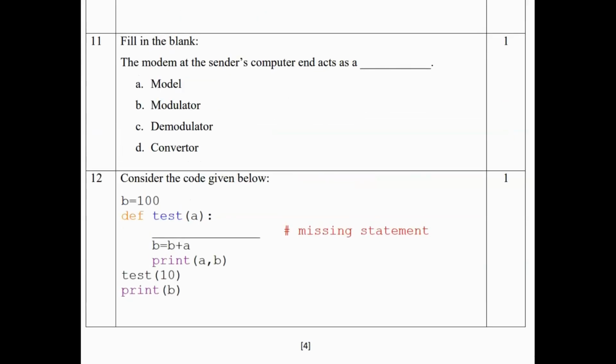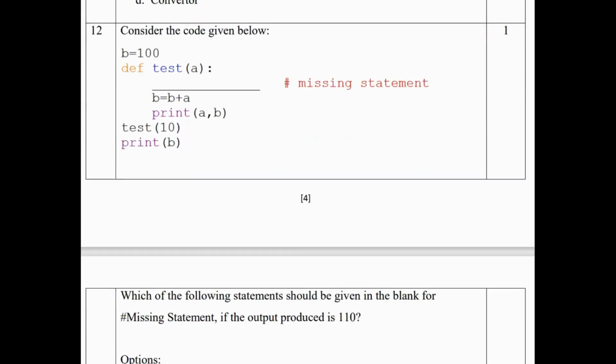Fill in the blank. The modem at the sender's computer end acts as a dash. They have given the options as model, modulator, demodulator and converter. So what is the answer? The modulator. So the answer is modulator. Okay, so the modem at the sender's computer end will be acting as a modulator. Okay, so the next question, number 12.